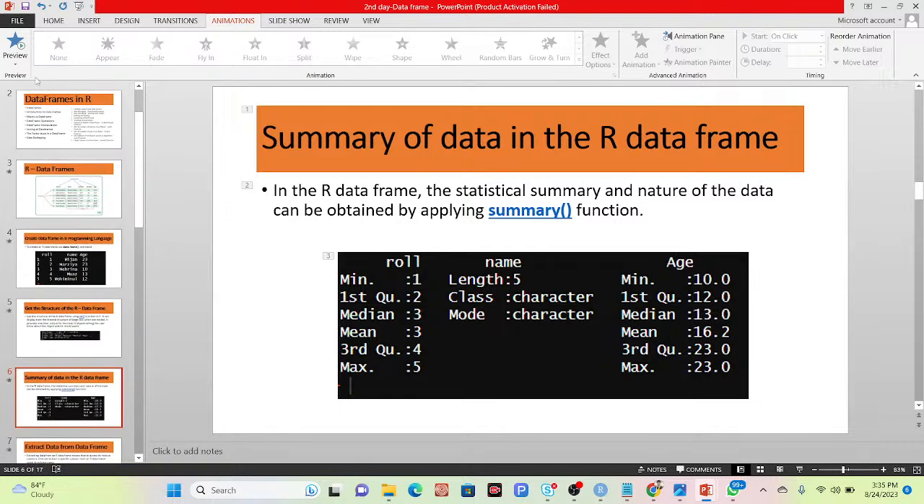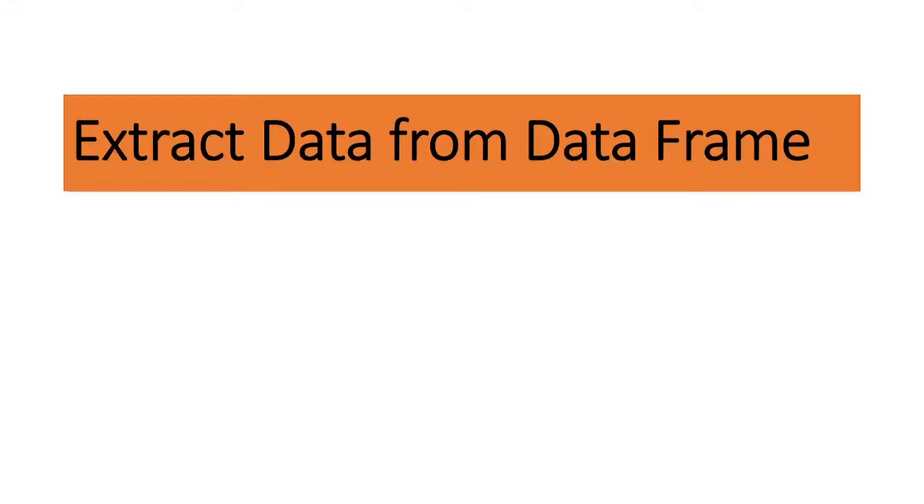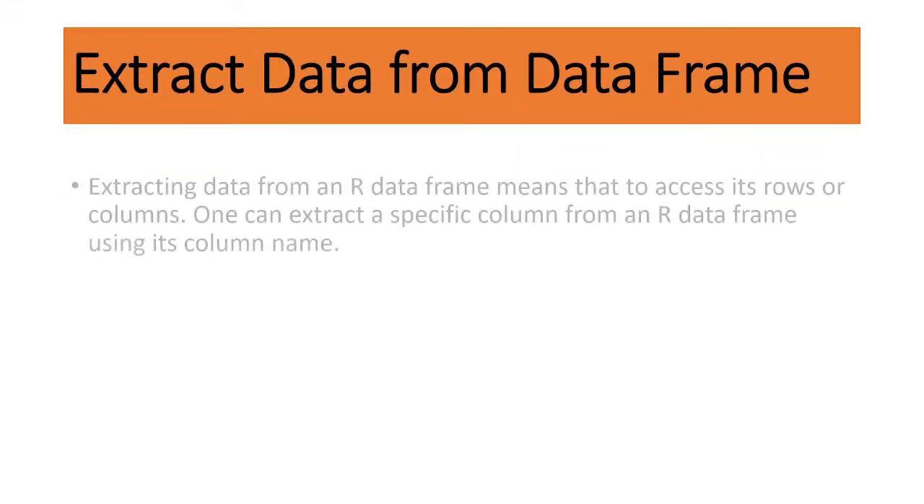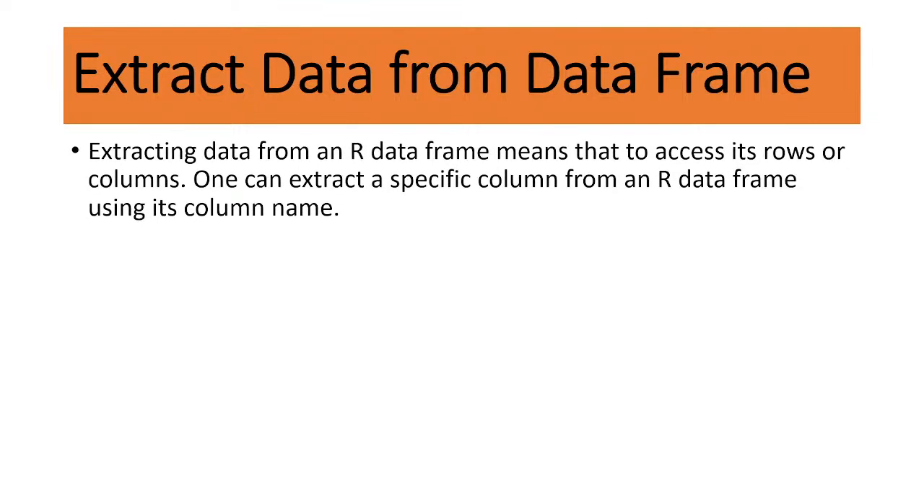So after the summary, we talk about extracting data from the data frame. Suppose at this time you want to extract any data, it can be any column. You need to separate it from a data frame. A data frame is tabular, and it includes all of those columns. But when you want to extract only a specific column, suppose I need to extract only the CGPA column.